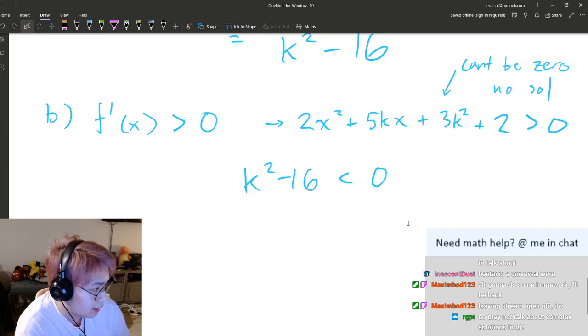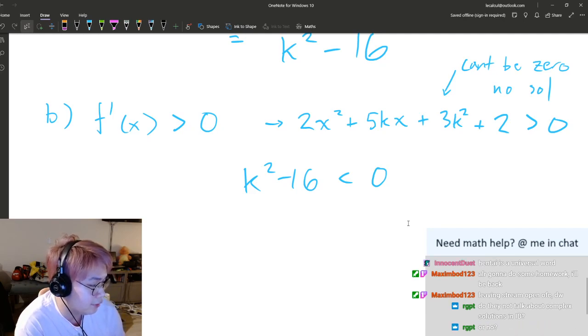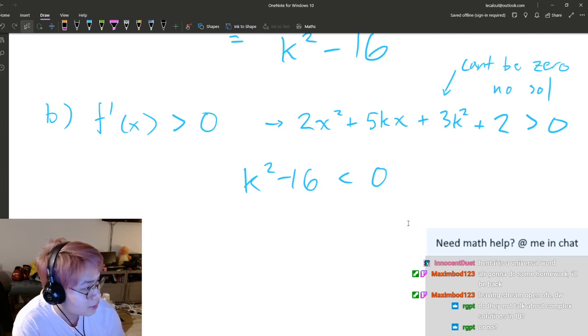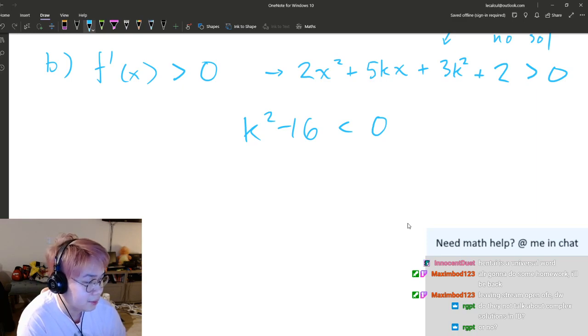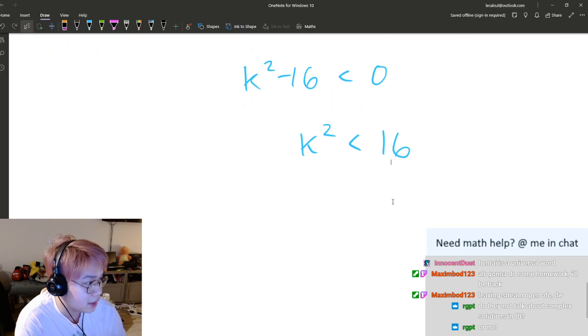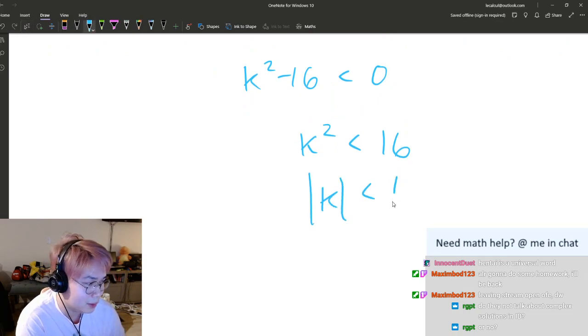They do for the higher level. This is a standard level test, so I don't need to worry about complex numbers and complex solutions. Okay, so then if k squared minus 16 is less than 0, then of course that means k squared needs to be less than 16. In other words, the absolute value of k has to be less than 4.